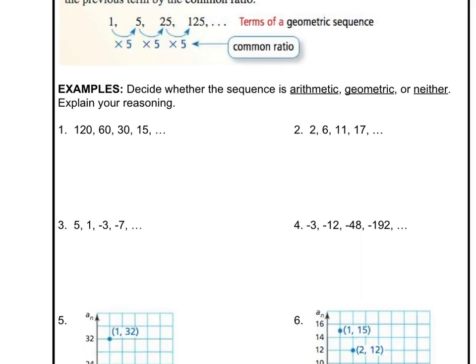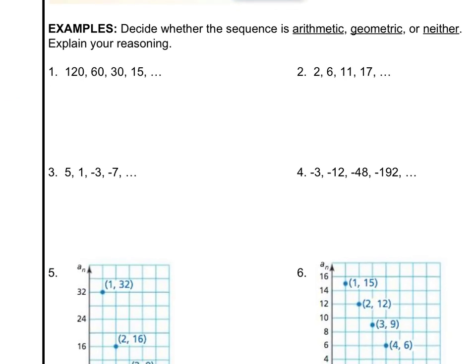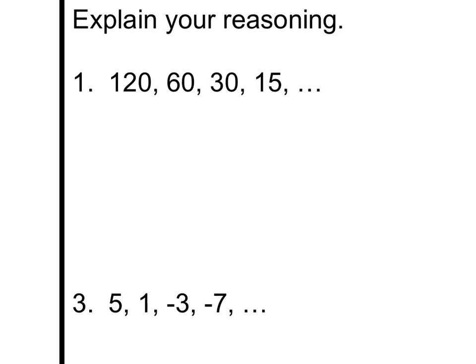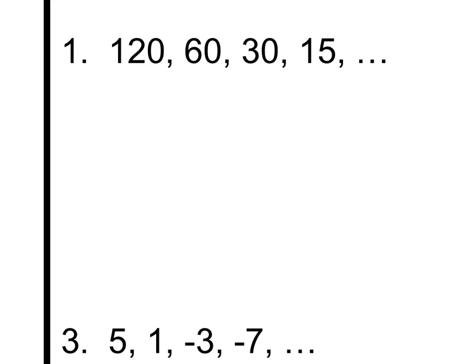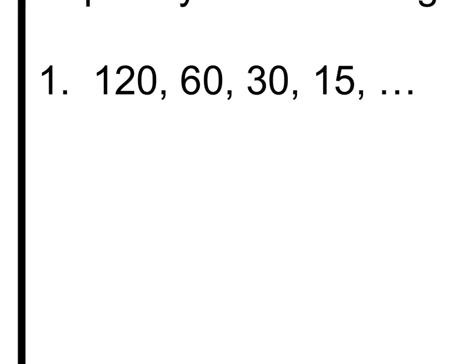So we're going to look at these and decide arithmetic, geometric, or neither. Arithmetic adds or subtracts. Geometric multiplies or divides. Neither does neither. Or it has a pattern, but it doesn't fit those. Okay, 120, 60, 30, 15.